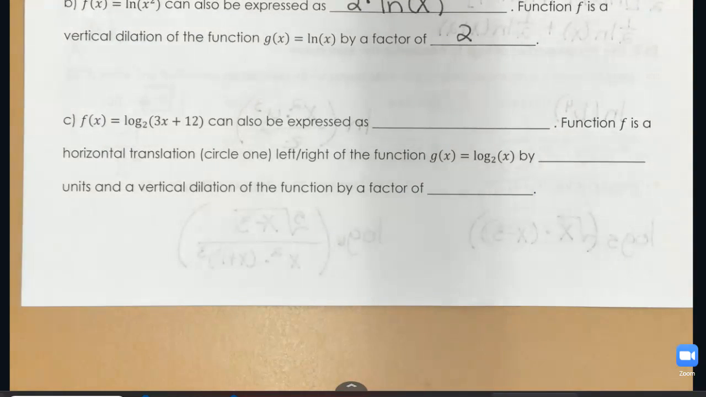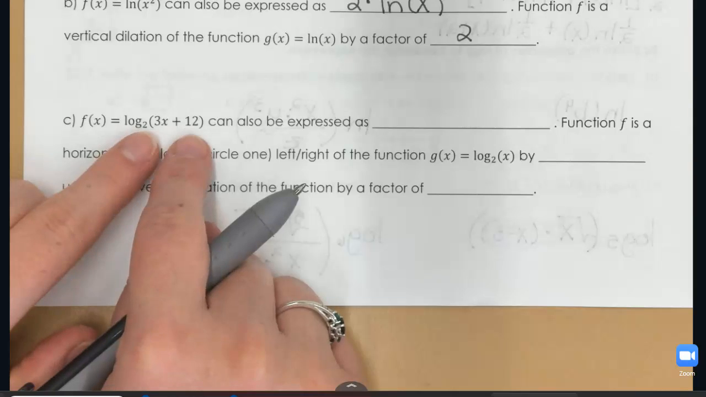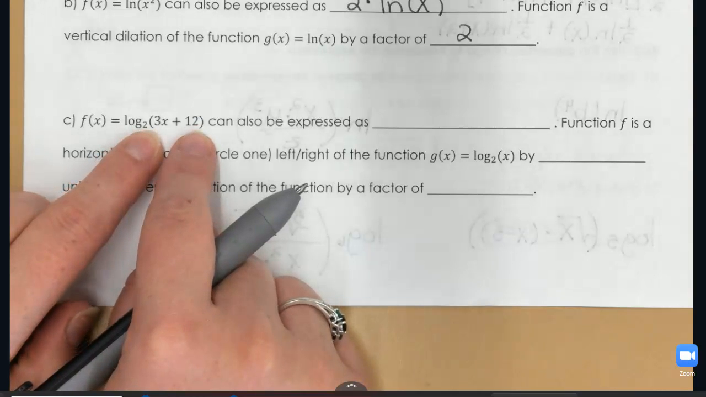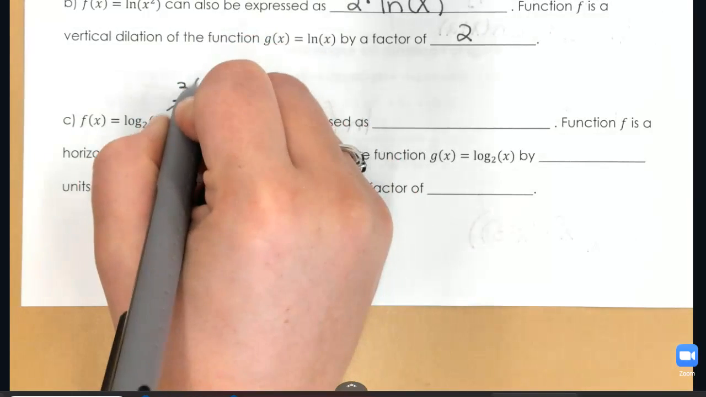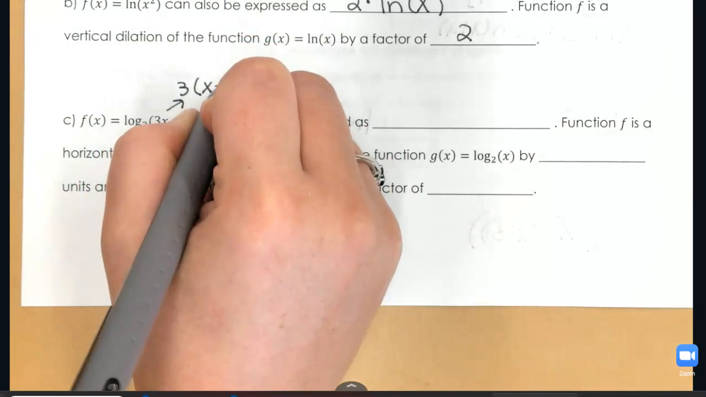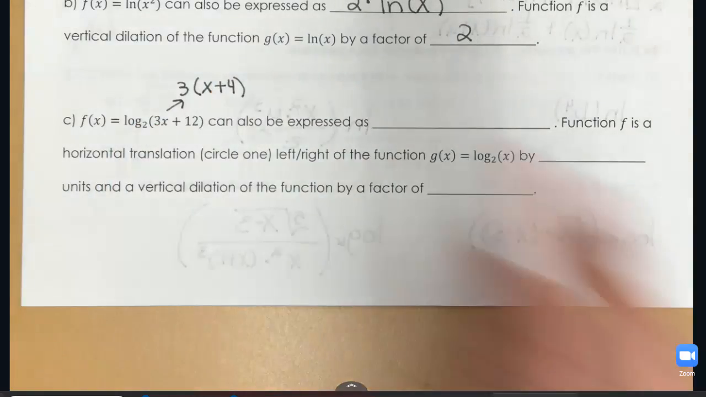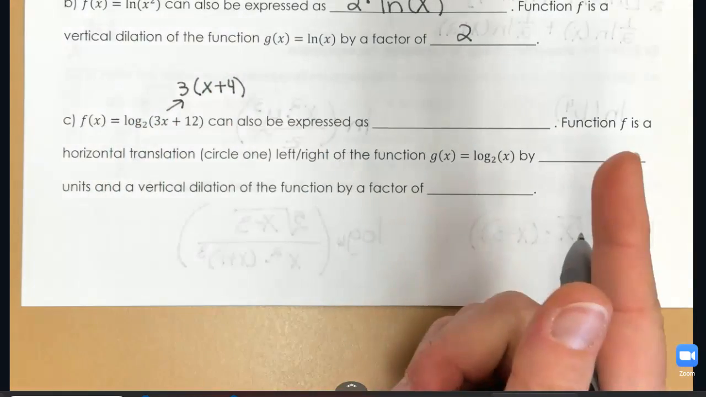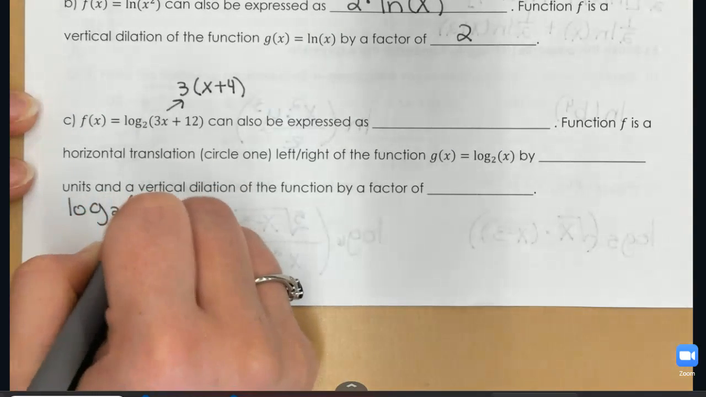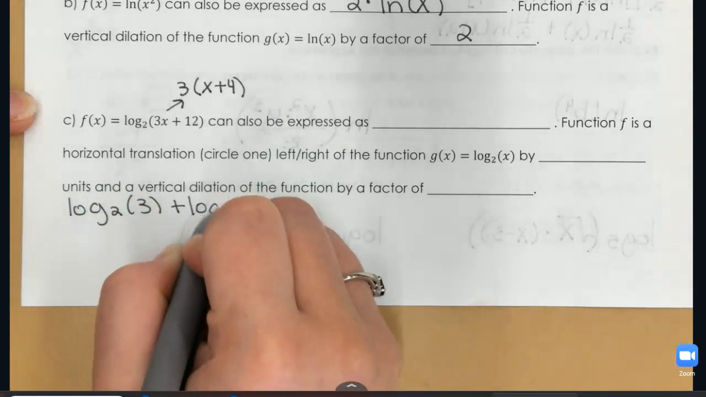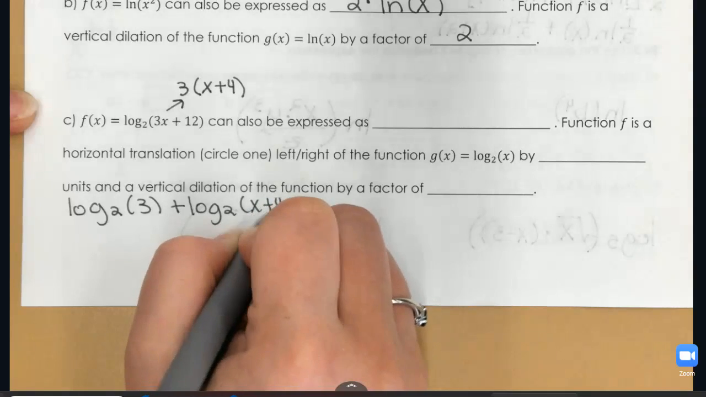Now, as this is currently written, there's no properties I can apply. I don't have multiplication, division, or an exponent. But if I look at 3x and 12 more closely, they have a common factor of 3. If I factor out a 3, that's the same thing as 3 times x plus 4. So by factoring, I now have multiplication, and I can rewrite this as log base 2 of 3 plus log base 2 of x plus 4.